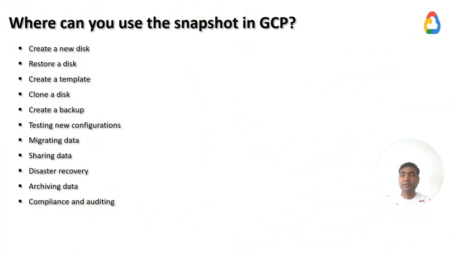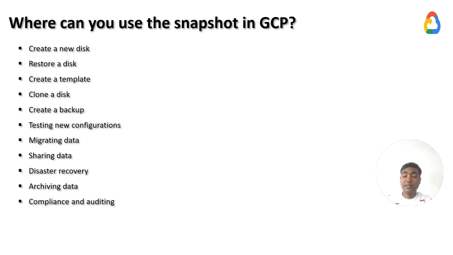Guys, as you can see here, where can you use the snapshot in GCP? Basically guys, a snapshot can be used in a variety of ways in Google Cloud Platform. Here are some specific examples. As you can see here: create a new disk, restore a disk, create a template, clone a disk, create a backup, migration, testing and more.